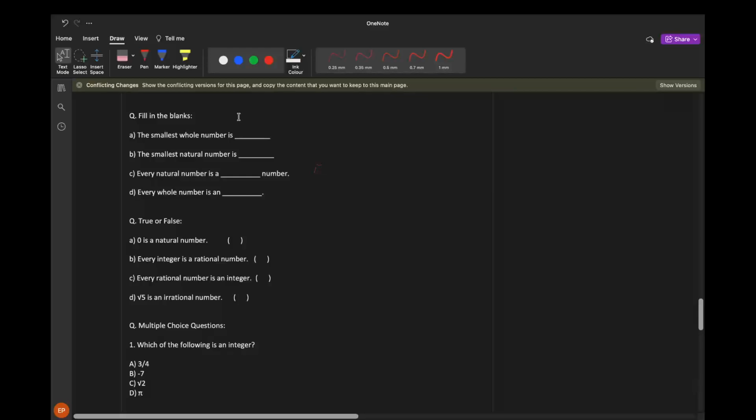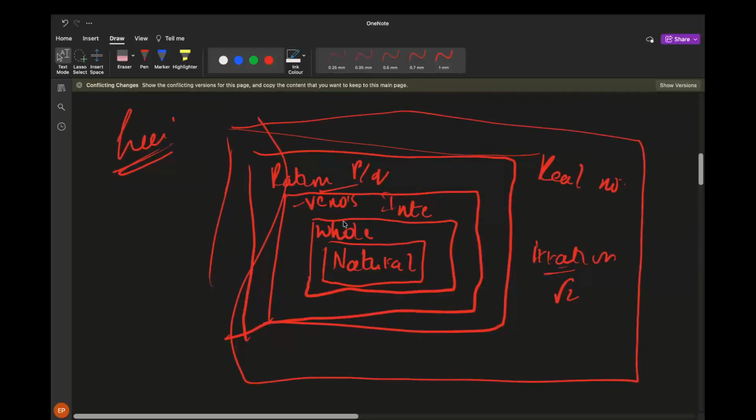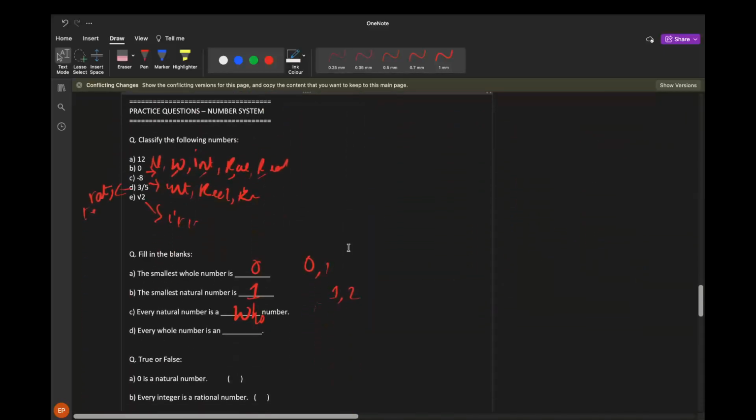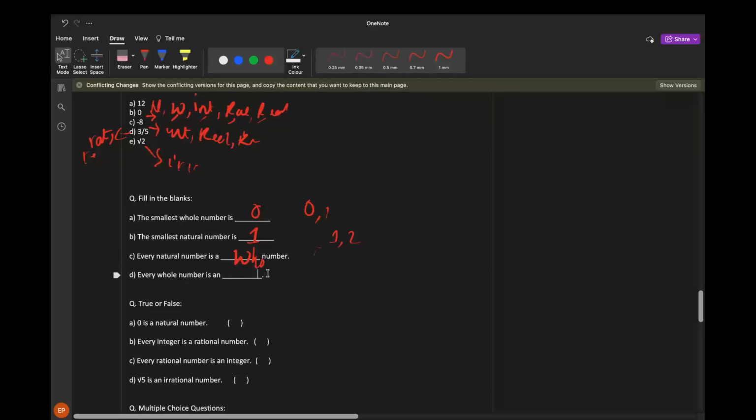The smallest whole number is 0, because whole numbers start with 0, 1, 2, 3. The smallest natural number starts with 1, 2, 3, right? So it is 1. Every natural number is a whole number, because natural numbers come under whole numbers, right? Every natural number is a whole number, also integer, rational, and real. Every whole number is an integer, rational, real.